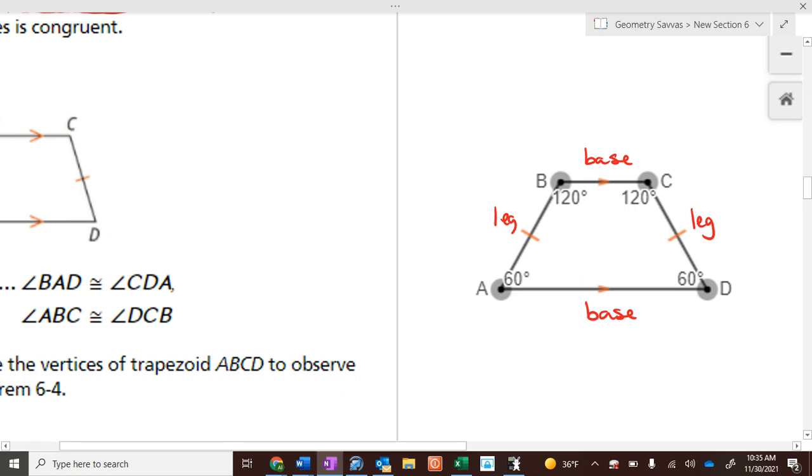Now, what do we know about base angles in isosceles trapezoids? They are what to each other? Parallel? Base angles are parallel to each other? I don't know. They are congruent to each other. 60 and 60 are the same. 120 and 120 are the same. Base angles are congruent.